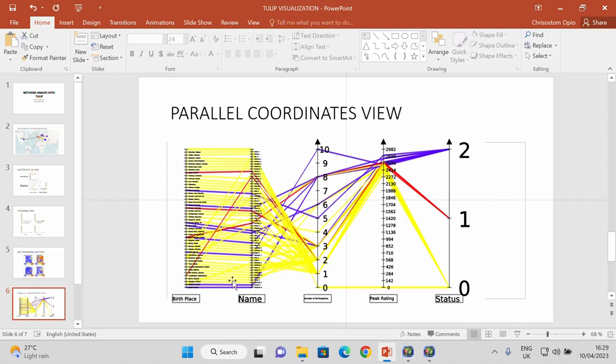And then the majority, who are the yellow people, who just participated but never went for the final, are the ones who are below, and their peak rating is low and their status is 0. So when you zoom in and follow one person particularly, you'll be able to get all this information. So it's very handy. It gives a clear picture for those who are analyzing a specific type of data.